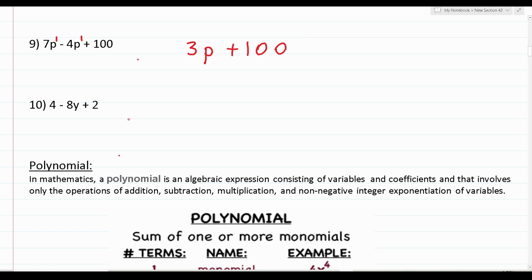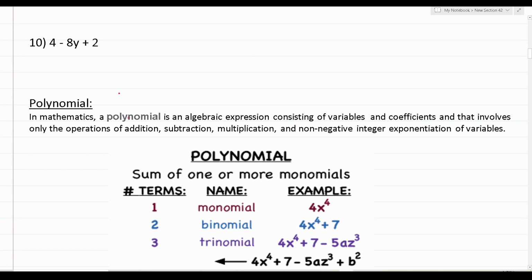All right. And finally, number 10 says 4 minus 8y plus 2. We should be able to tell that 4 and 2 are like terms, whereas negative 8y is not a like term. So we'll perform 4 plus 2, which is going to be 6, minus 8y. And we're done with that one.